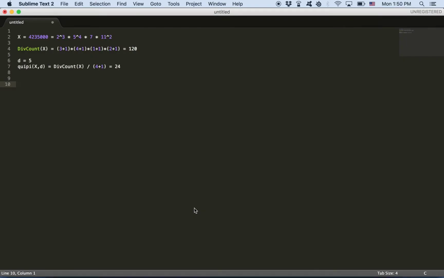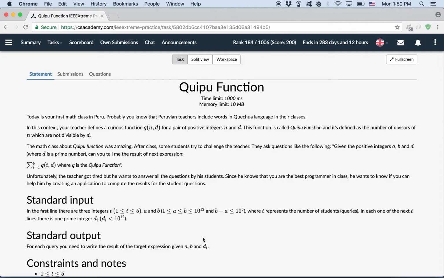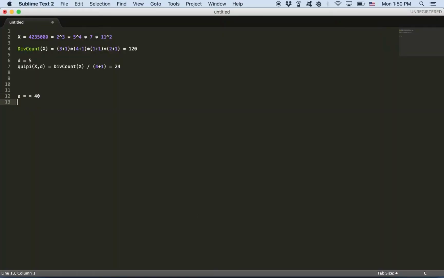Yeah, so let's see how this will work. Let's take an example. From problem A, we have a range a and b, where a is equal to 40 and b is equal to 50. We don't care about d yet. We only want to find the prime factorization of these numbers. What we need to do is find all the prime numbers up to the square root of b. The square root of b is 7, rounded down.